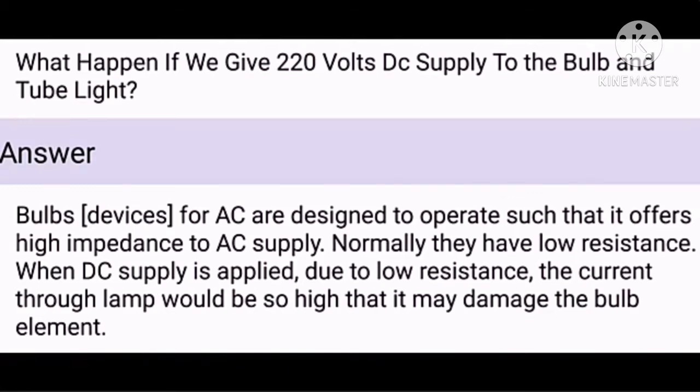What happens if we give a 220 volts DC supply to the bulb and tube light? Bulbs for AC are designed to offer high impedance to AC supply. Normally they have low resistance. When DC supply is applied, due to low resistance, the current through the lamp would be so high that it may damage the bulb element.